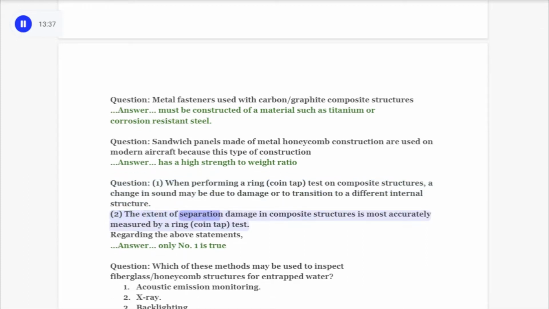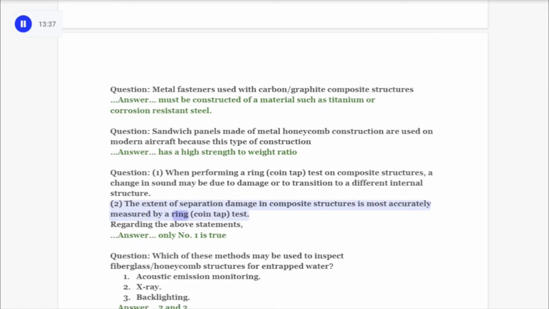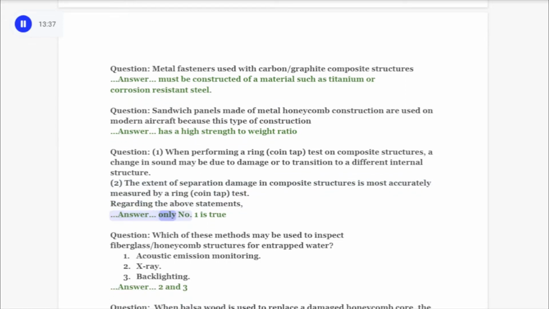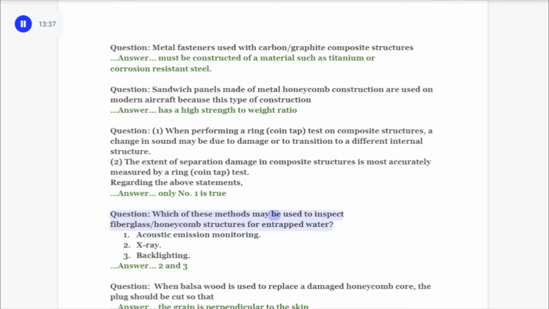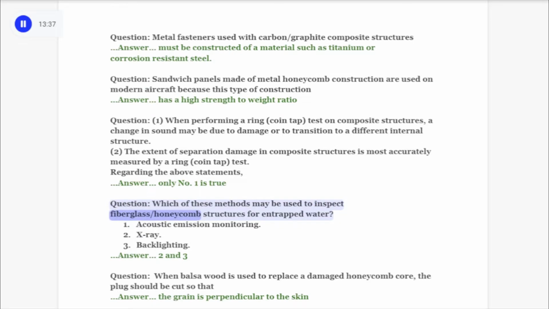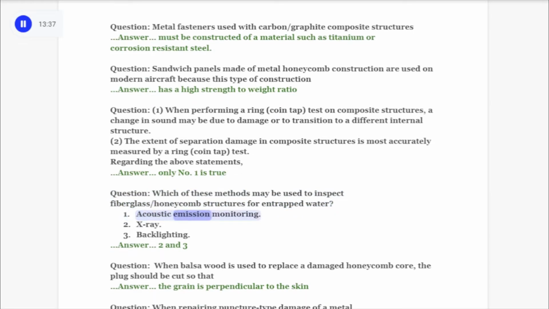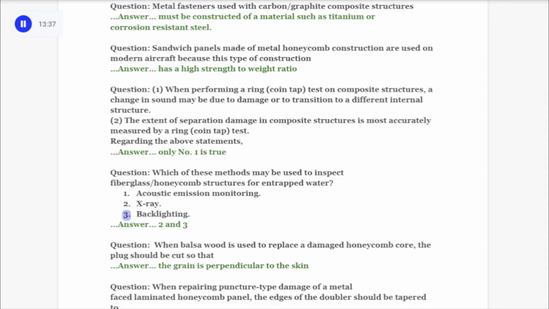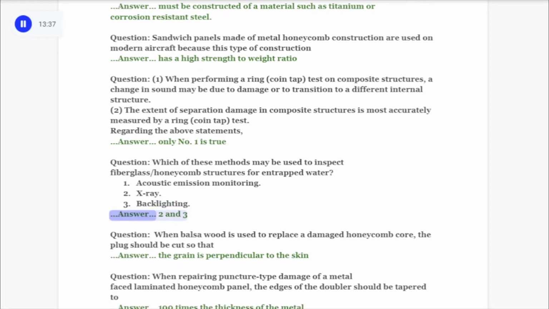2. The extent of separation damage in composite structures is most accurately measured by a ring, coin tap, test. Regarding the above statements. Answer: only number 1 is true. Question: which of these methods may be used to inspect fiberglass/honeycomb structures for entrapped water? 1. Acoustic emission monitoring. 2. X-ray. 3. Backlighting. Answer: 2 and 3.